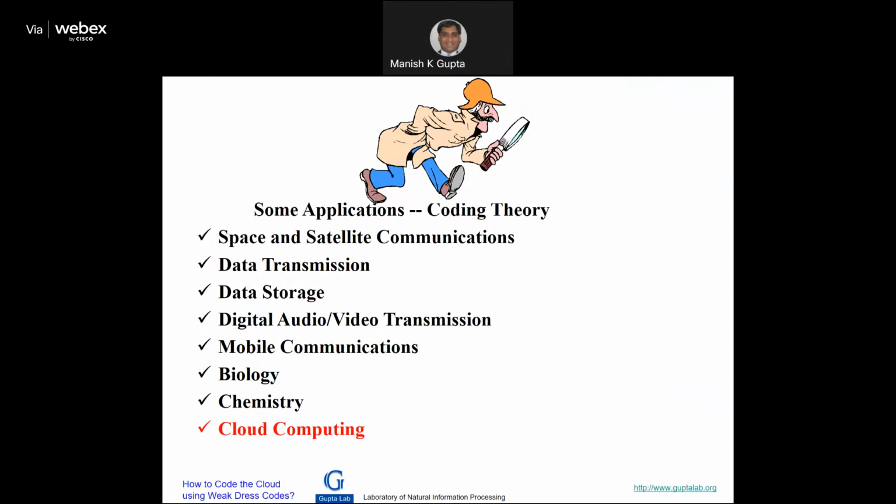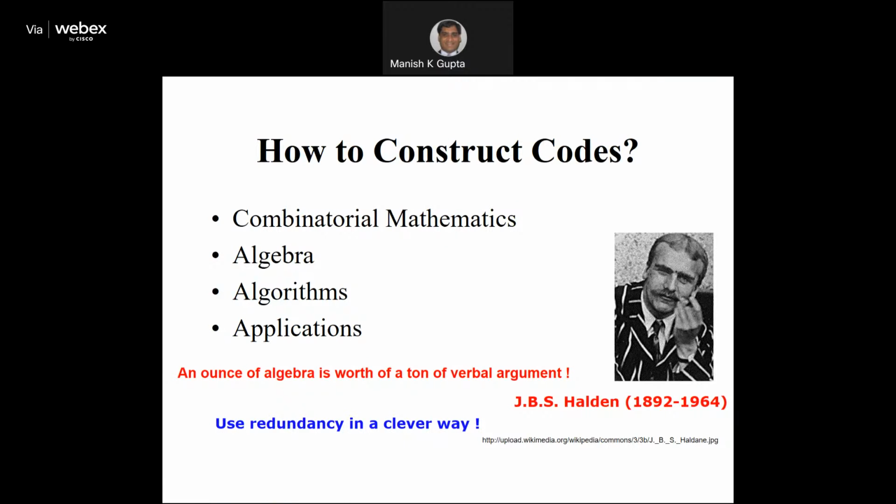So I'm going to talk about cloud computing now. How do we construct these codes? It requires some combinatorial or discrete mathematics, algebra, algorithms, and of course depends on the application that you are using. By the way, this is an interesting quote: an ounce of algebra is worth a ton of verbal arguments. If people are fighting, just give them one ounce of algebra and it will be settled.